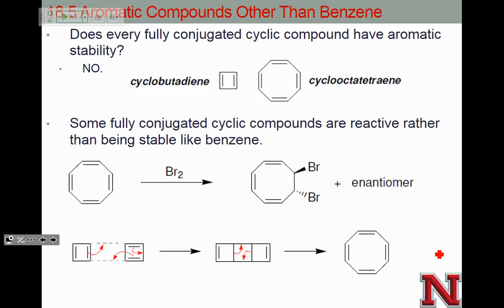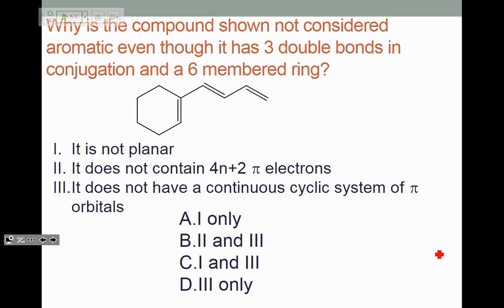So why don't we see aromatic stability in all systems that are cyclic and conjugated? And again, to understand that, we can look at the molecular orbital diagram. So before that, I'm going to ask you this, because we're going to start looking at determining if something is aromatic or not.